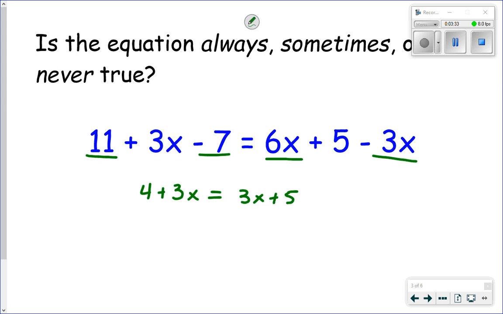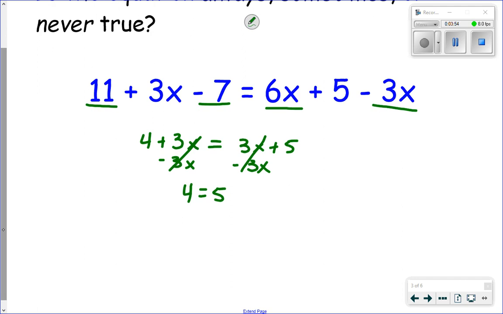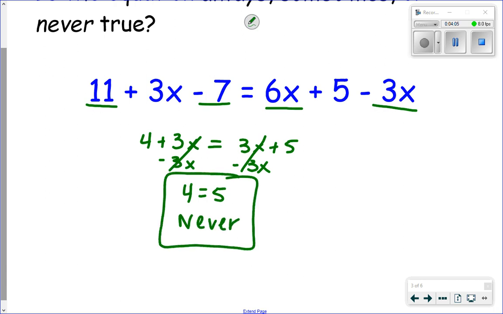Just like always when we're solving equations, we want to move the variables and combine those together first. So I'm going to subtract 3x from both sides. And notice that both sets of variables are going to eliminate because we've got 3x and -3x. So all I'm left with is 4 equals 5. Now we need to state, is that always true, sometimes true, or never true? Well, 4 doesn't equal 5, so it's a never. So both the 4 equals 5 and the word never are my two solutions for this. You have to make both.